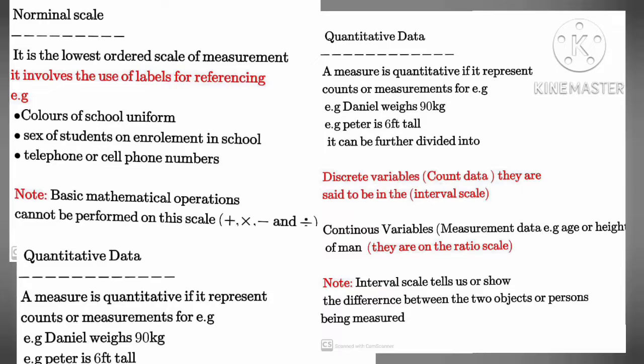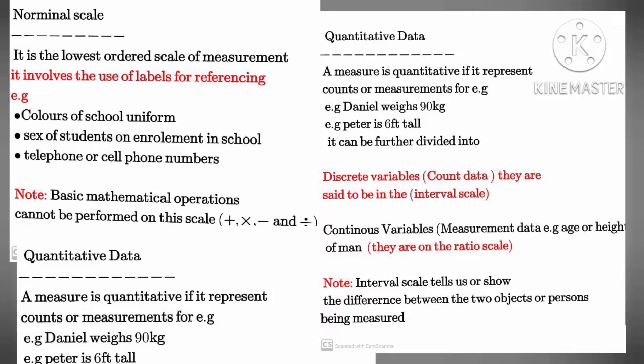So I said something about the nominal scale earlier. The nominal scale falls under the qualitative data. So example is the color of school uniform, the sex of students on enrollment in schools, the telephone or cell phone number of students. So all these are qualitative data and they fall under the nominal scale.